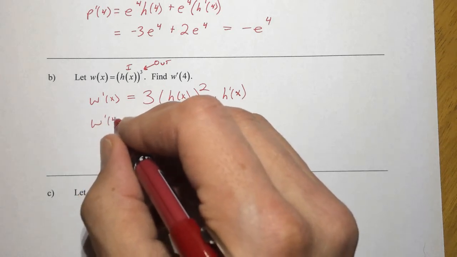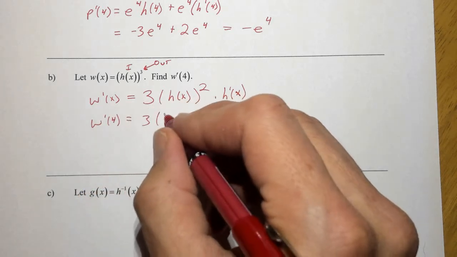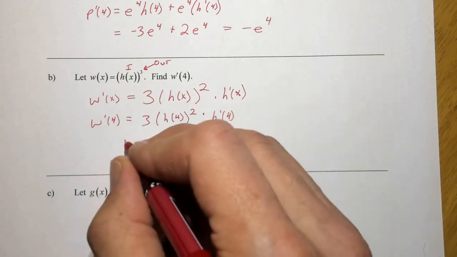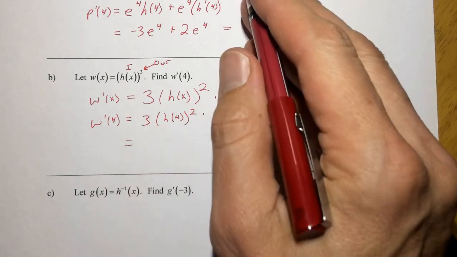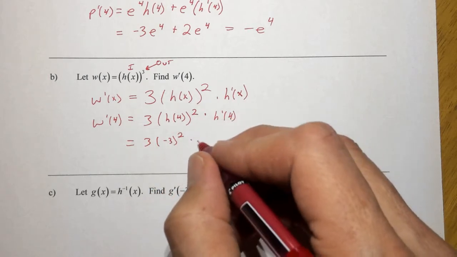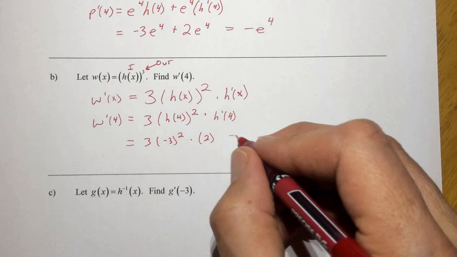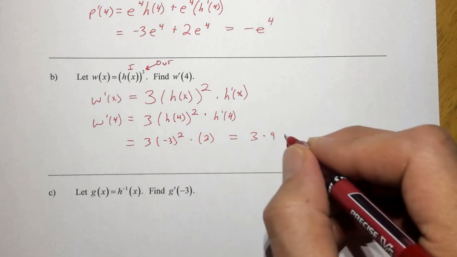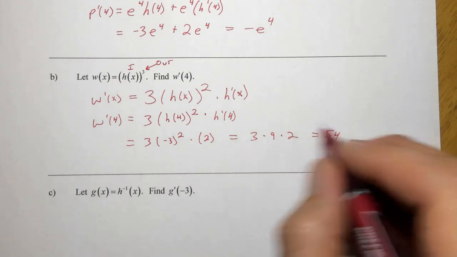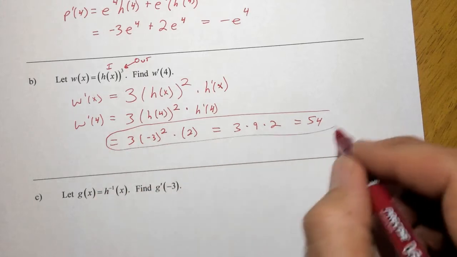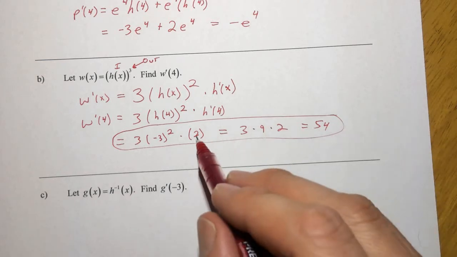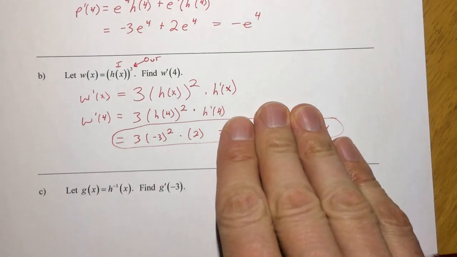Okay, once again, we want w prime of 4. So that's 3 times h of 4 squared times h prime of 4, and h of 4 up top we see is negative 3, so we have 3 times negative 3 squared, and h prime of 4 is 2. Negative 3 squared is 9, and it looks like we have 3 times 9 times 2, or 54. Again, any one of these 3 would work. You do not have to simplify once you've identified what h of 4 and h prime of 4 are. So you can stop right there if you'd like.